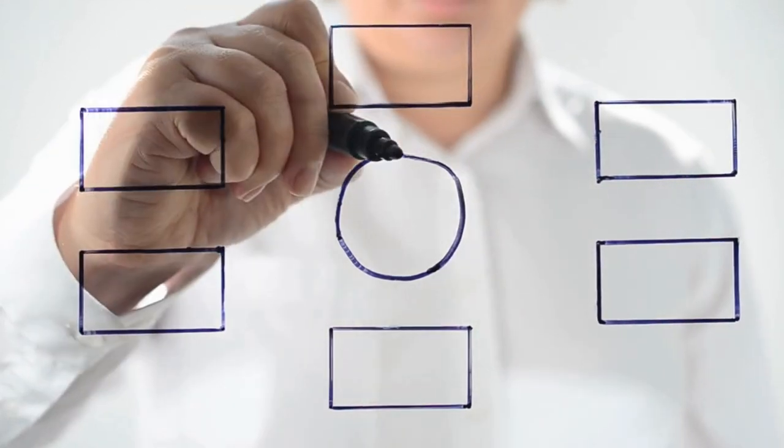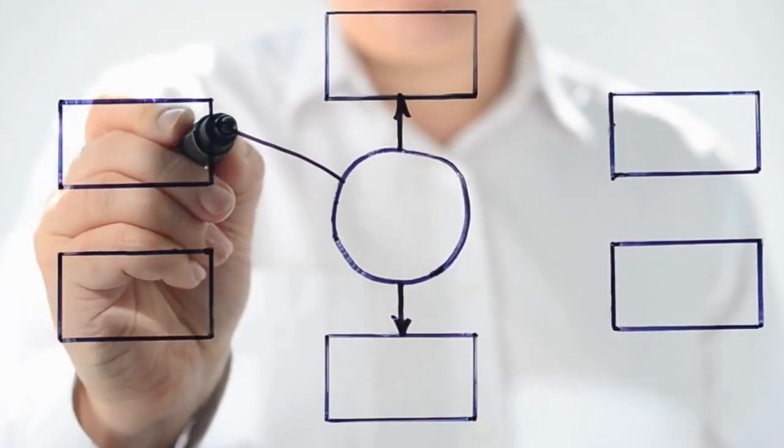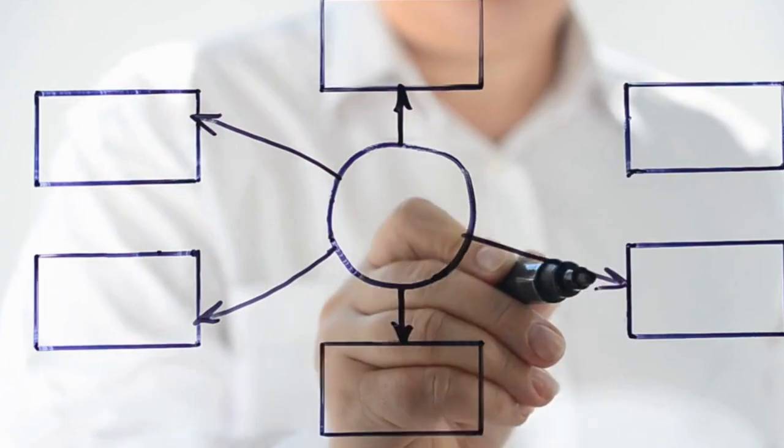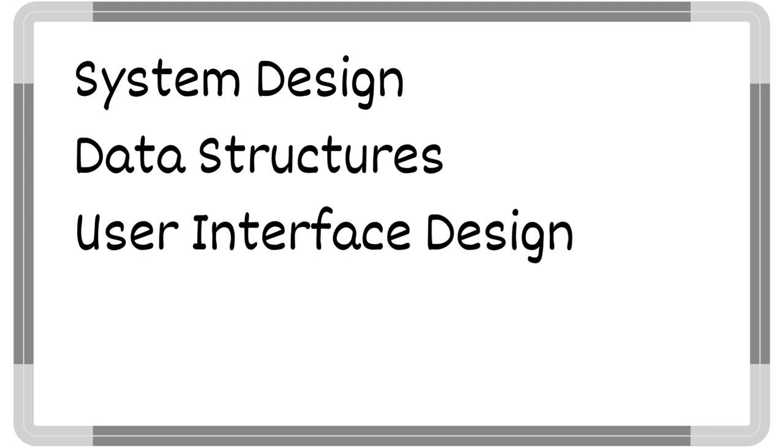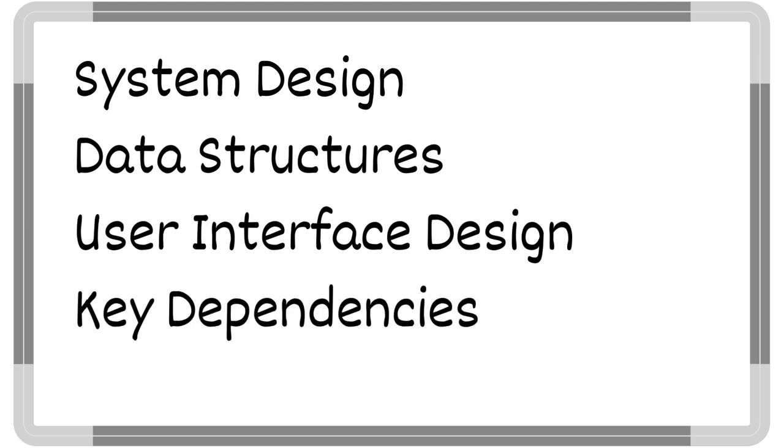Break your design down into easily digestible sections. Think about these essential areas. High-level summary of components and how they interact. How will your software store and organize information? Sketches, wireframes, or detailed descriptions. Are you relying on any external libraries or components?